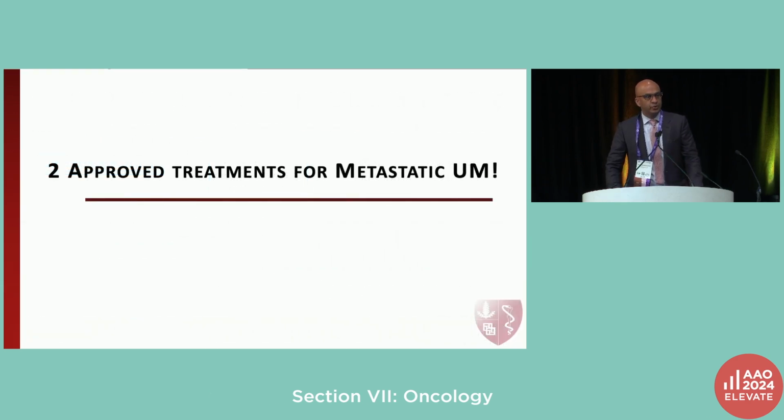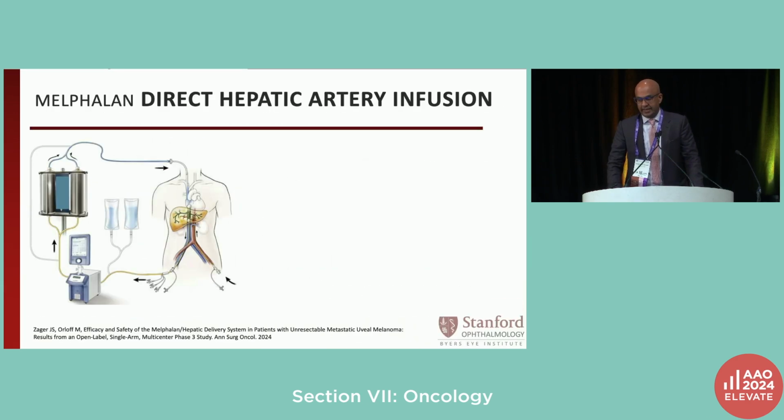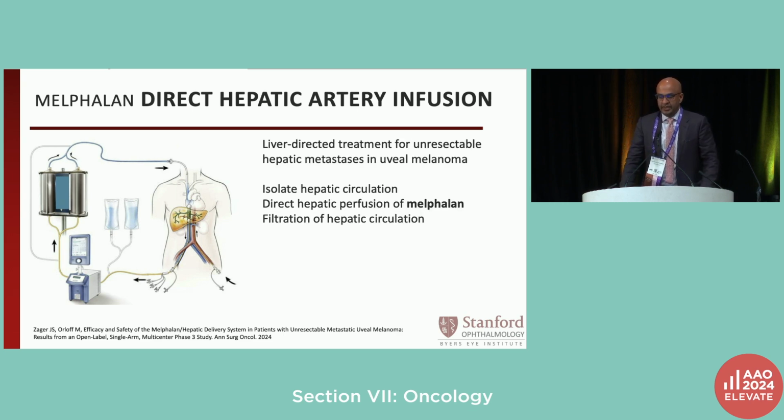Luckily, now we have 2 new approved therapies for metastatic uveal melanoma. The first is a melphalan direct hepatic artery infusion system. So this is liver-directed treatment for unresectable hepatic metastases in uveal melanoma. This system involves isolating the hepatic circulation from the systemic circulation, direct hepatic infusion of a very toxic chemotherapy agent, melphalan, and then cleaning that out by filtering the hepatic circulation before letting the blood go back into the system.